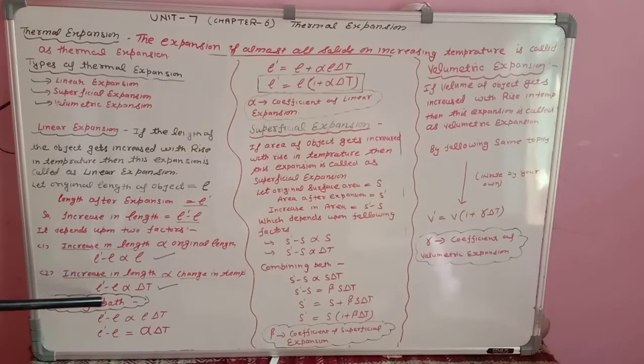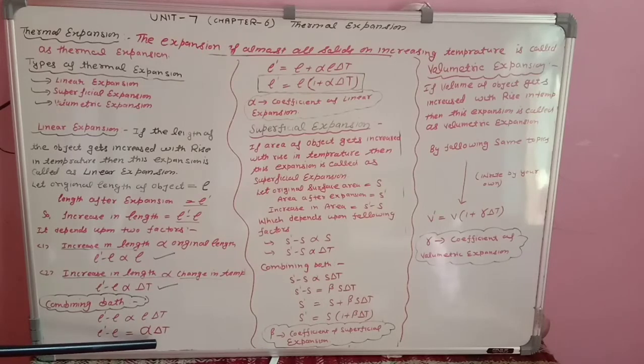So L dash minus L is directly proportional to delta T. In the first step you wrote L dash minus L is directly proportional to L. In the second step, L dash minus L is directly proportional to delta T. Combining these both, L dash minus L is directly proportional to L delta T. When this proportionality sign is removed, students, one constant will come. So you can see I have put here equal to alpha L delta T. L dash minus L equal to alpha L delta T. This is the symbol of alpha.